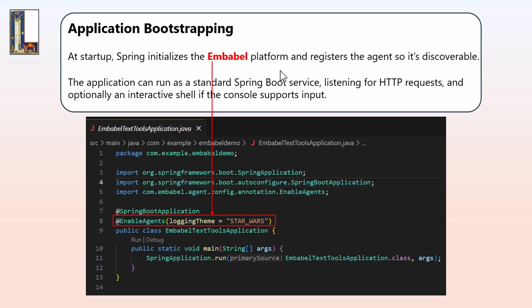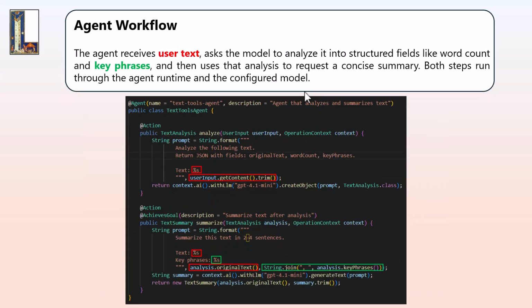Application bootstrapping. At startup, Spring initializes the Embabel platform and registers the agent so it's discoverable. The application can run as a standard Spring Boot service, listening for HTTP requests, and optionally an interactive shell if the console supports input.